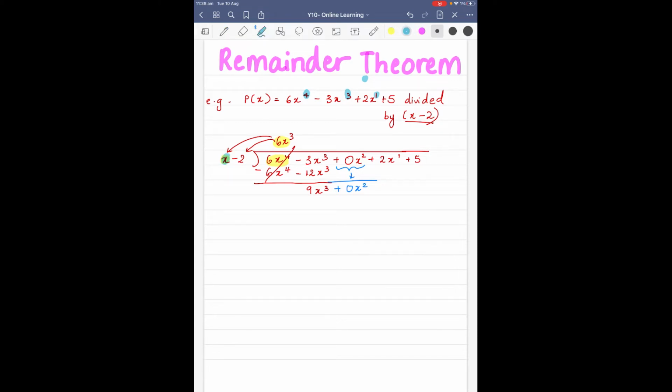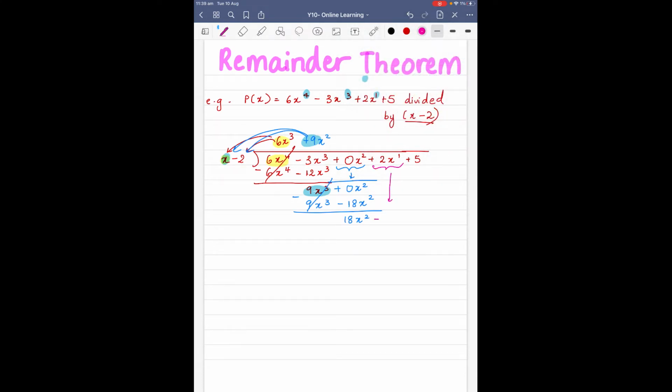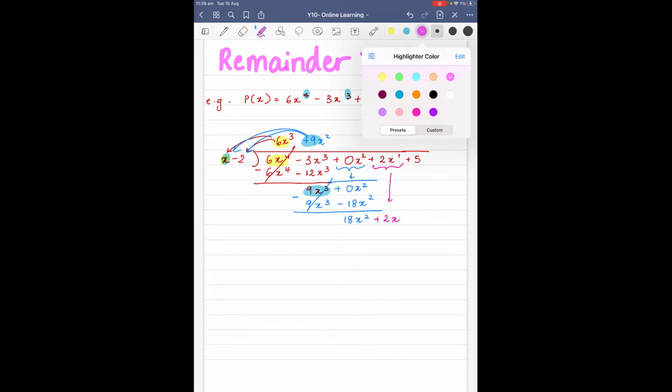To find that next term, x times something has to give you 9x cubed. We know positive 9x squared times x gives you 9x cubed. 9x squared times minus 2 is minus 18x squared. Subtract it to find your remainder. We know 0 minus minus 18 is 18x squared. We are going to bring down the next term, so positive 2x. We are going to find our next quotient.